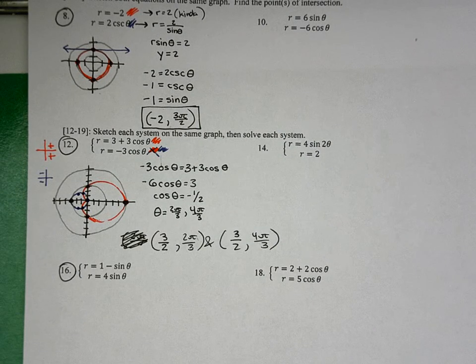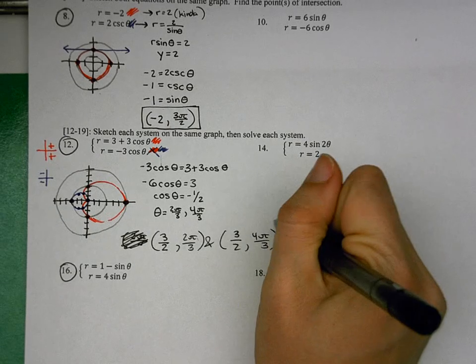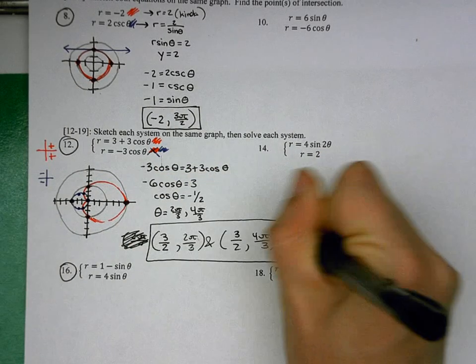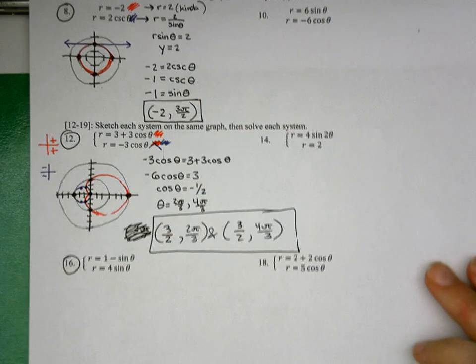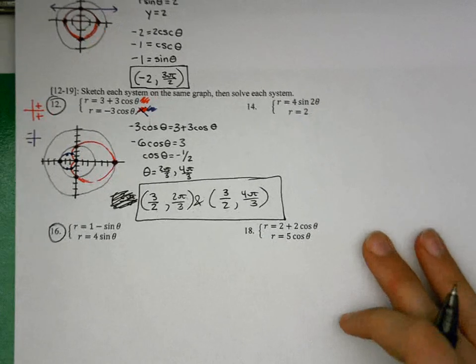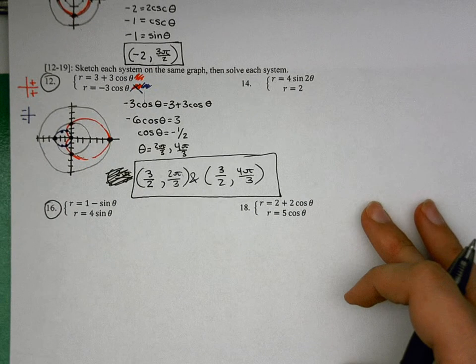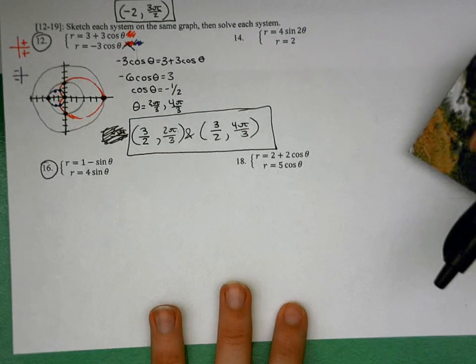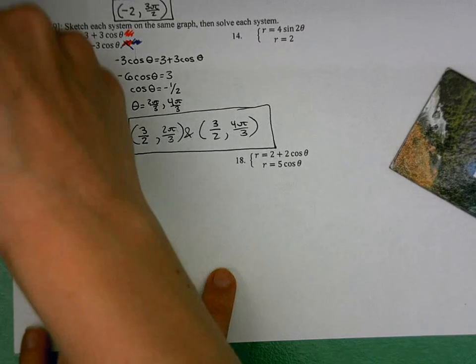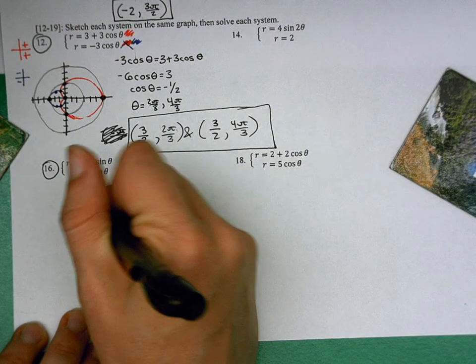Okay. Last one here, number 16. We have our r equals 1 minus sine theta, r equals 4 sine theta. Let's start with our sketch here.